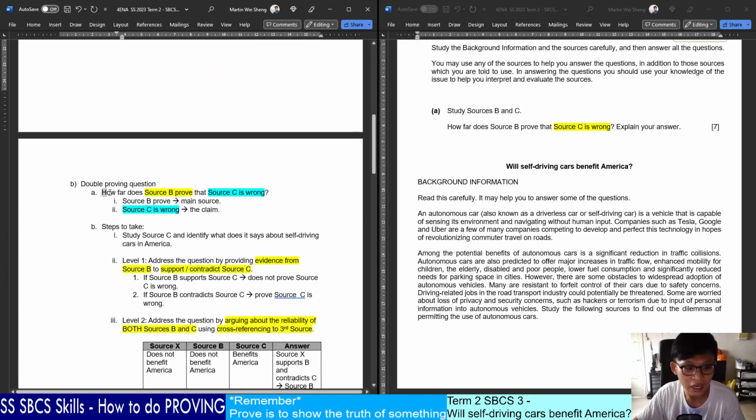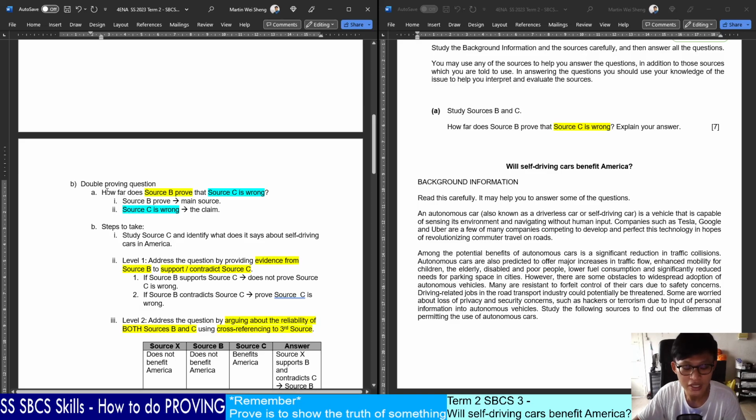In a double proving question, you will be given two sources. In the two sources that you are supposed to study, there will be a main source, and the secondary source would actually be the claim itself. So if we were to look at this same issue question, the question given to you over here is actually a double proving question. Why is that so? Because you have two sources.